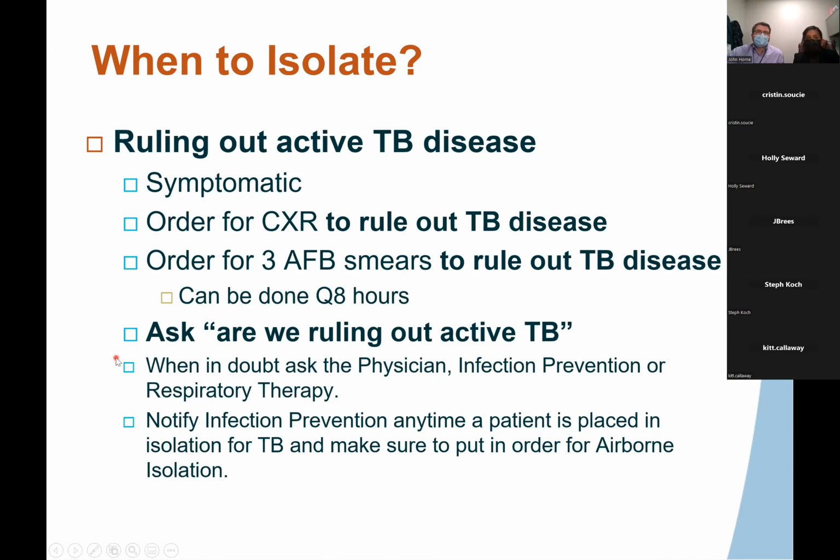When to isolate: if the patient is symptomatic, order a chest x-ray, rule out TB, and order 3 AFBs like we talked about. They can be done every 8 hours. Sometimes people think you cannot get it and wait 24 hours to get a sputum. We do it every 8 hours to get the patient out of isolation. Meanwhile, if you have any questions, ask one of the team members, especially a physician, IP, or respiratory therapist, but put them in airborne negative pressure isolation until you have these results back.